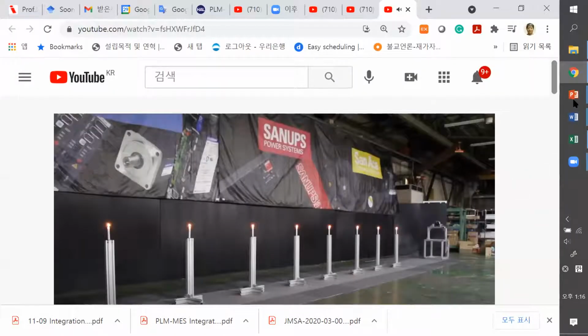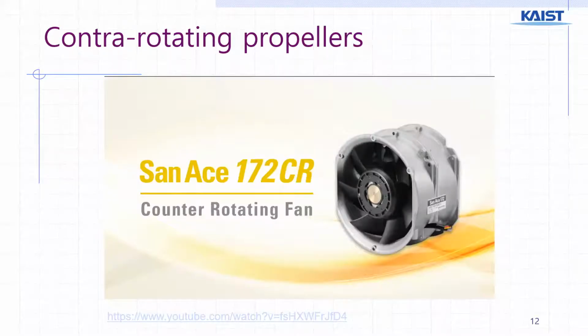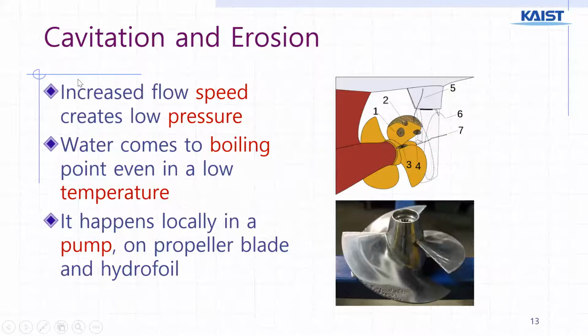So you can see that the wake field, the stream outside afterward, is more focused. All right, and then it goes to the cavitation and erosion. Right. Erosion is due to cavitation.